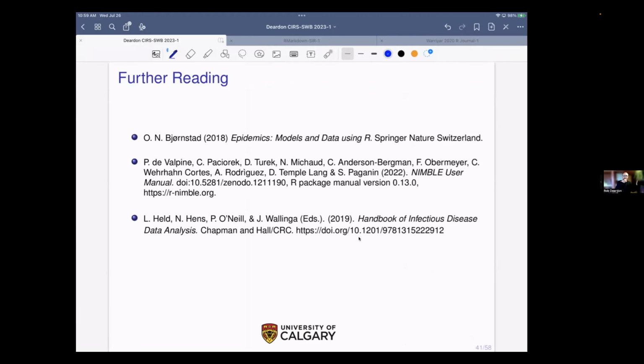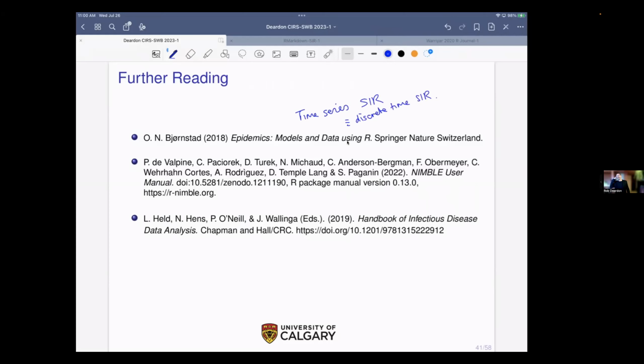Okay, so that's all I wanted to say on the population level models. I would say, unfortunately, that there's no book that covers what I've talked about so far in one place, right? But there is a lot of stuff out there. So a nice, relatively new book by Bjornstad called Epidemics: Models and Data Using R gives a really nice overview of these population level models. I think they call them time series SIR, right? Time series SIR is often used to mean what I call discrete time SIR.